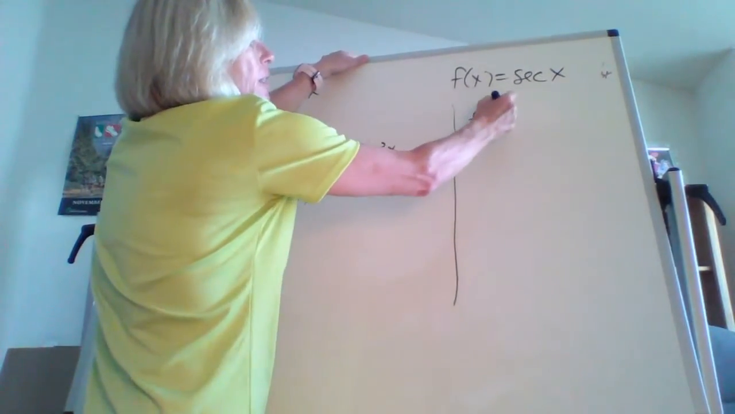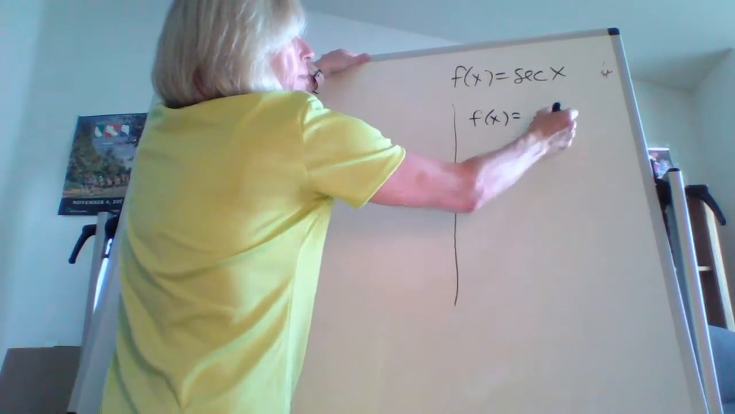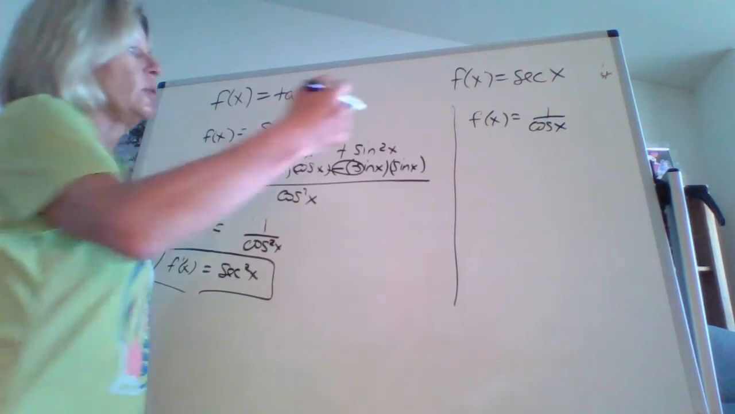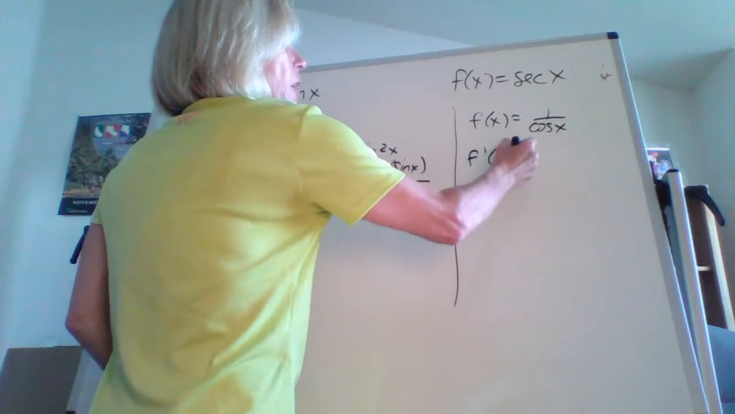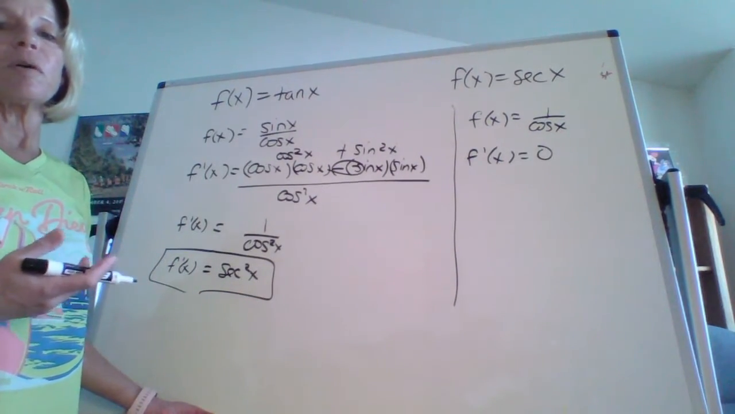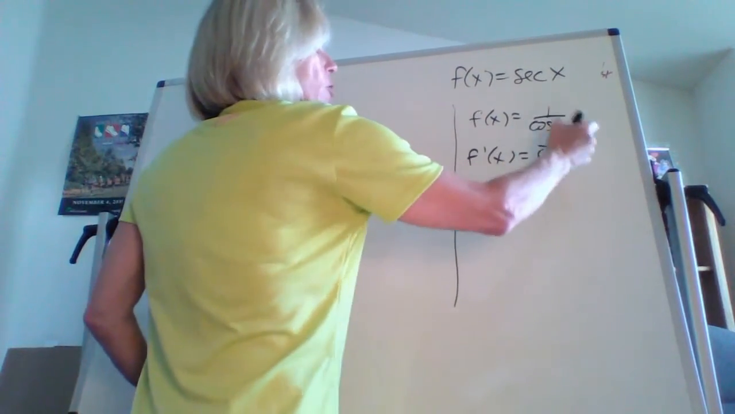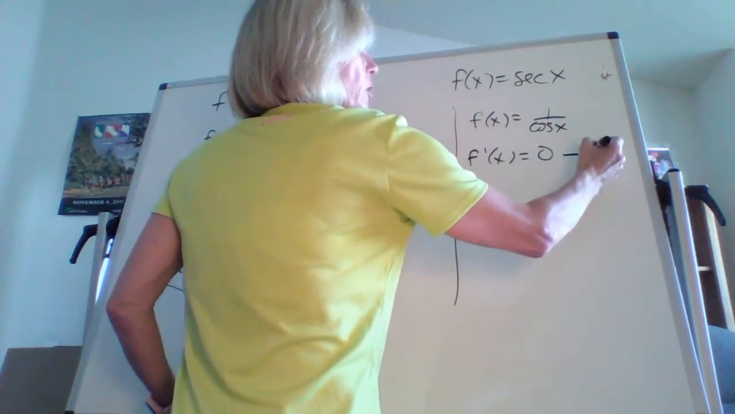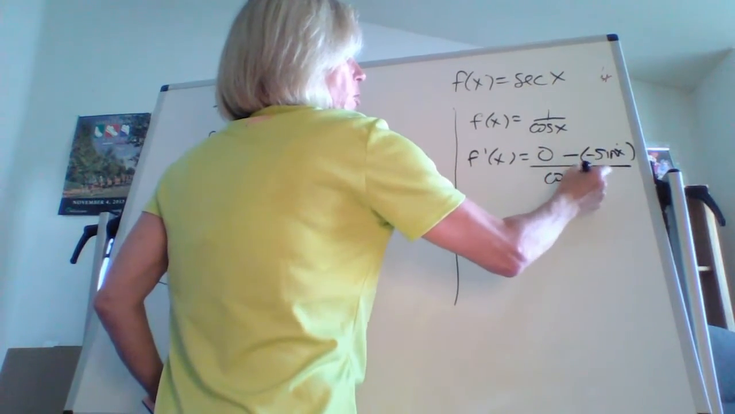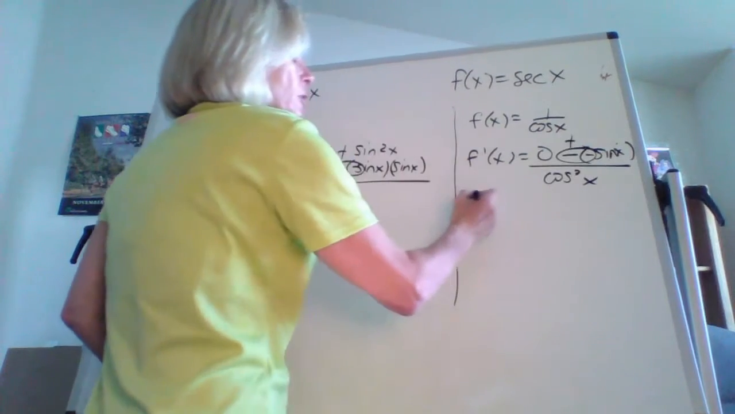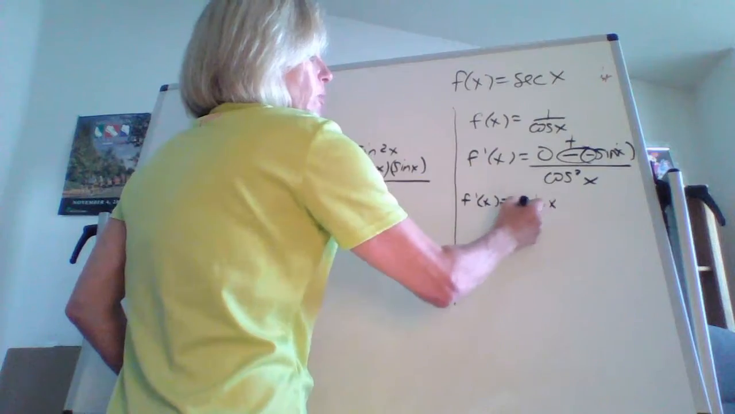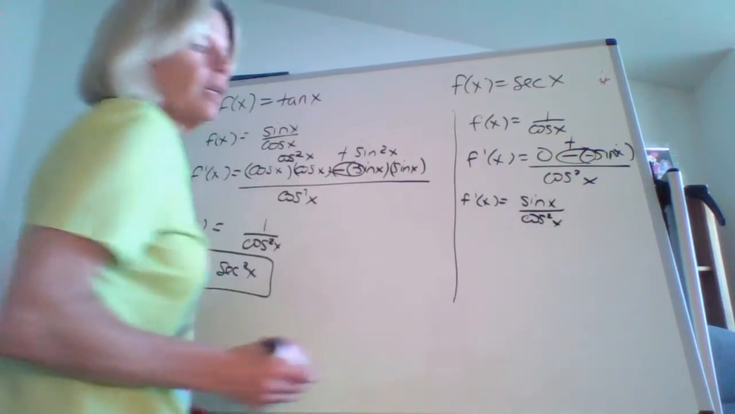I can write secant x as 1 over cosine x. Remember, when I do the derivative of the top, the derivative of 1 is 0. So f prime of x. I'm not going to write anything else, because whatever happens when I multiply by 0, I get 0, minus derivative of the bottom. Derivative of cosine x is negative sine x, all over cosine squared x. So this gives us f prime of x equals sine x over cosine squared x.